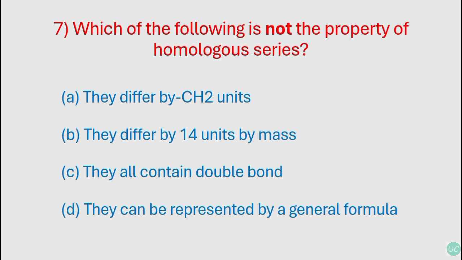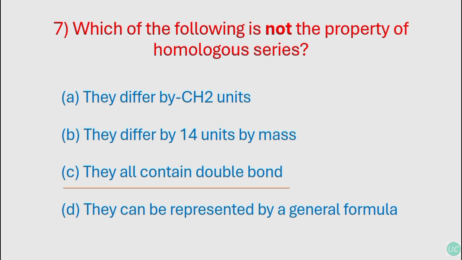So this is true. B, they differ by 14 units by mass. This is true. Carbon has mass of 12 and hydrogen has mass of 1, so 2 each, that will make it 12 plus 2, that is 14 units by mass. Option C, they all contain double bonds. This is not the property of every homologous series because the alkane series doesn't have double bonds.